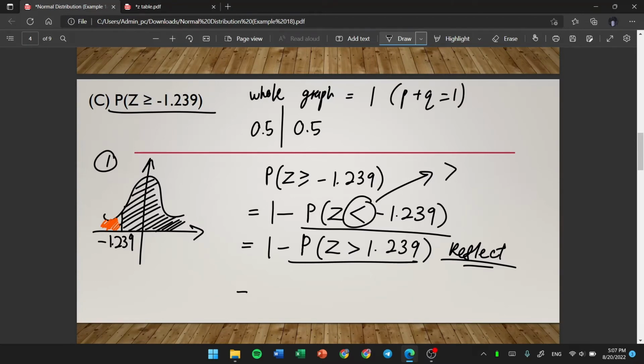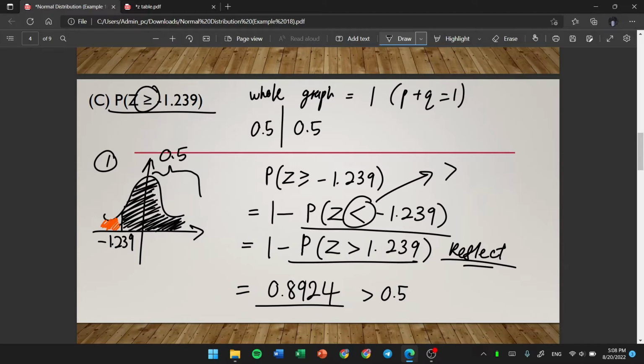Okay, that one I won't show you because it's basics already. So 1, then you get 0.8924. Okay, it is normal that you see this number is greater than 0.5. Why? Because we shaded the black region here, which is already more than 0.5. 0.5 is only half, only here is 0.5. So if you see greater than 0.5, it means you are going on the right process, because it is already more than half of the graph. So it's usual to get a larger number than 0.5. So that is for greater than or equal to.